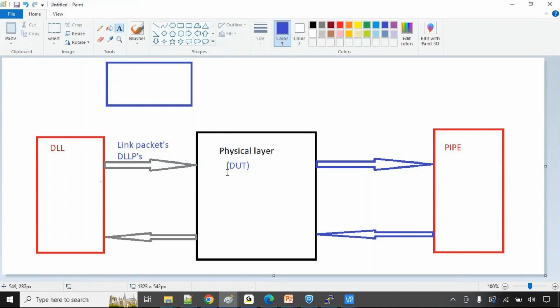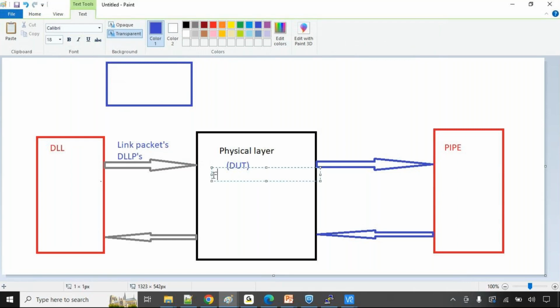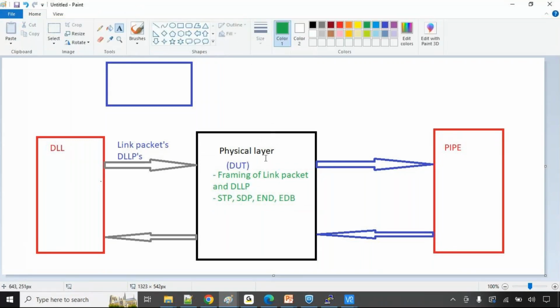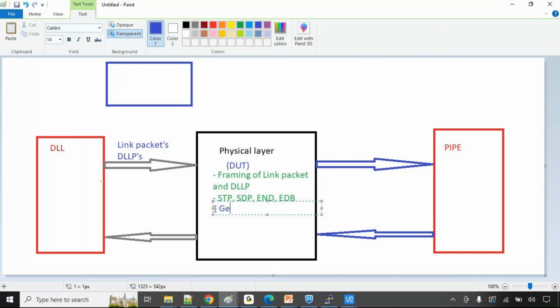So what does this physical layer do with that? It does the framing of the link packet. What is meant by framing? It adds STP, END, EDB based on what type of packet it is. Other than that, what else does the physical layer do? The physical layer also generates its own packets, generates ordered sets for link training.